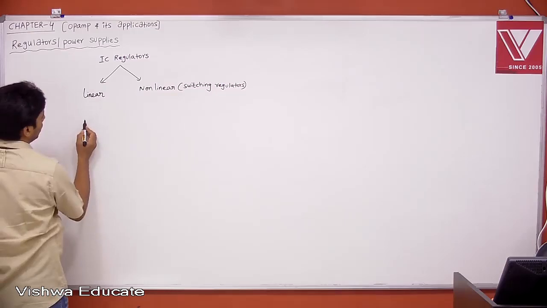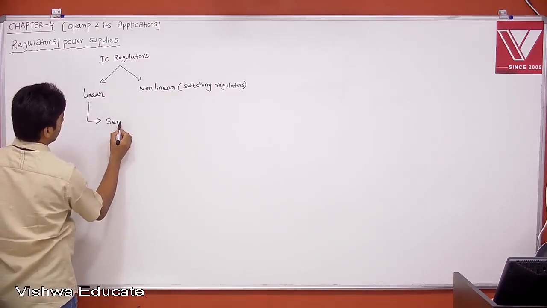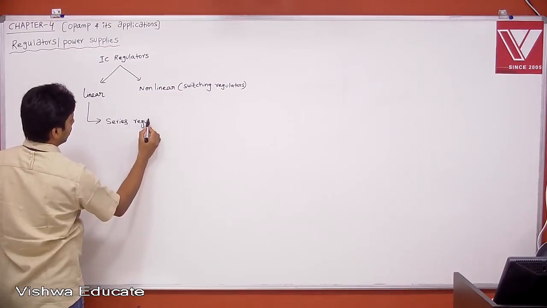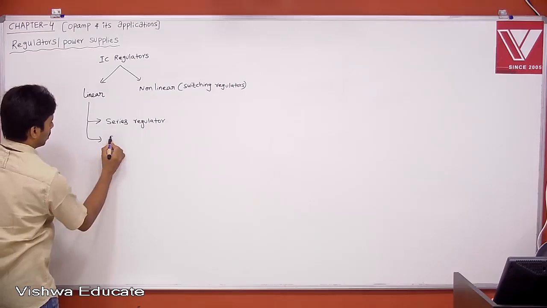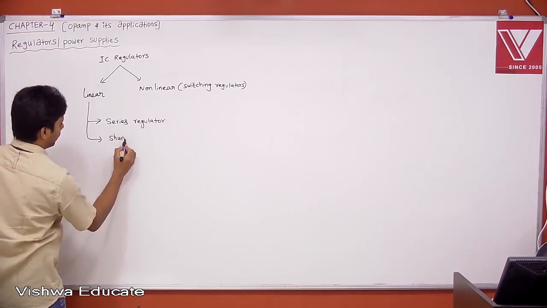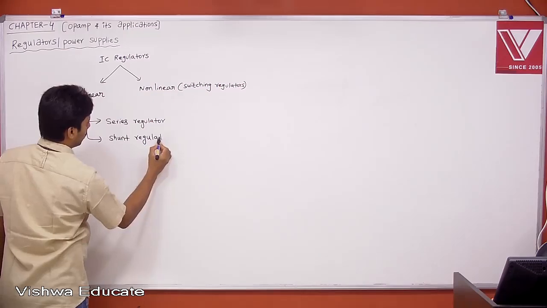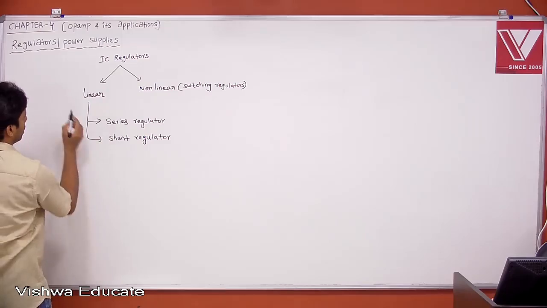Again, under linear regulators, we have 2 types. Number 1, series regulator and shunt regulator. We have series regulator and shunt regulator. Therefore, I am going to explain series regulator and shunt regulator.